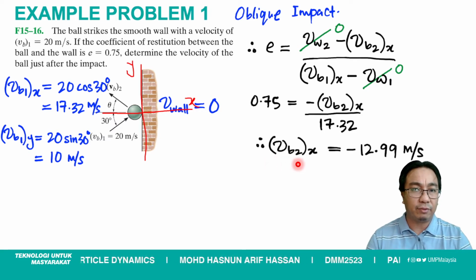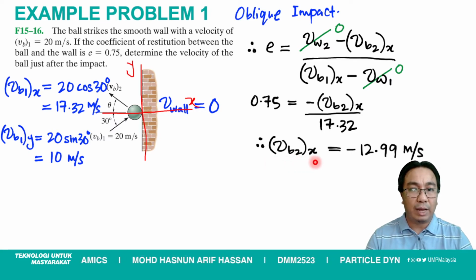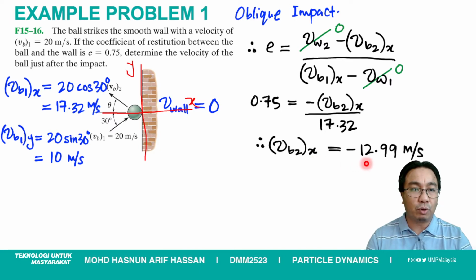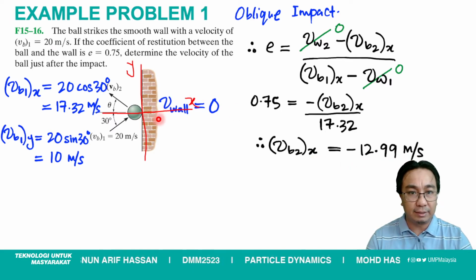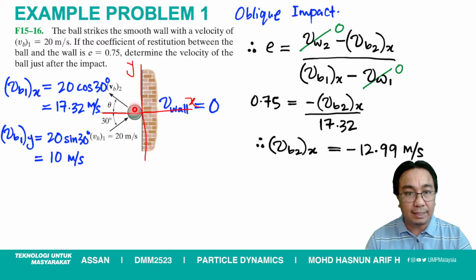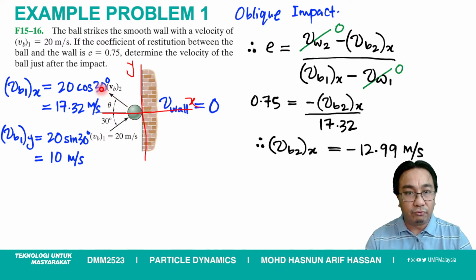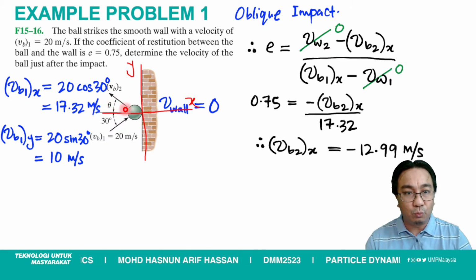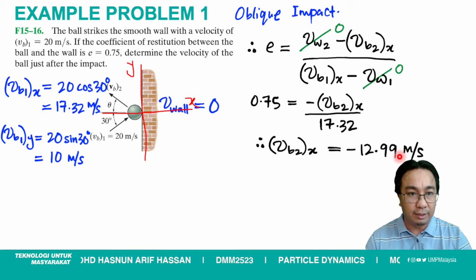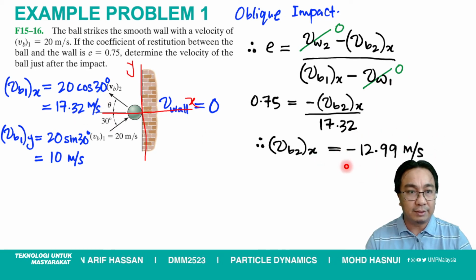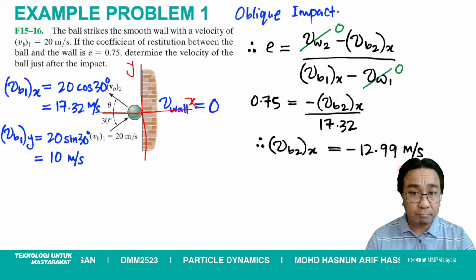So we have then VB2x is minus 12.99 meter per second. This is going to be VB2 in x-axis. Remember, this is VB2, and the x-axis will be pointing this way, so therefore it is negative. So it clearly shows the negative signs in our answer here.